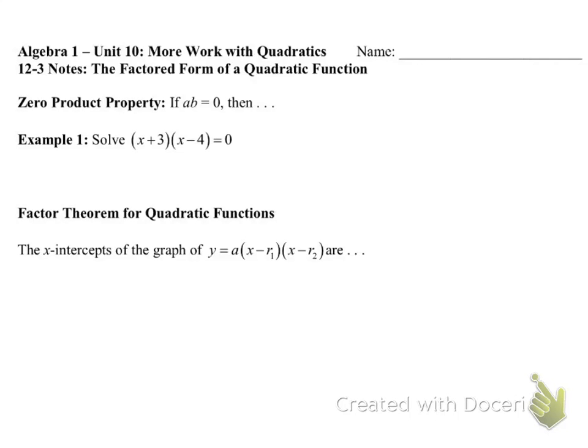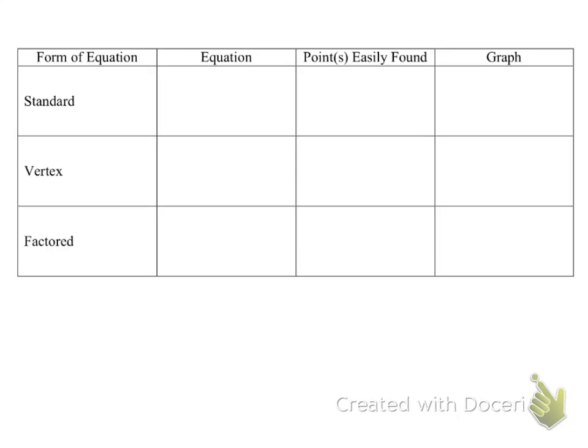This is section 12.3, and we're learning about the factored form of a quadratic function. If you look down at the bottom of your note sheet, we have a little summary of the forms of quadratic equations that we have. The two forms of quadratic equations we already know about are the standard form and the vertex form.